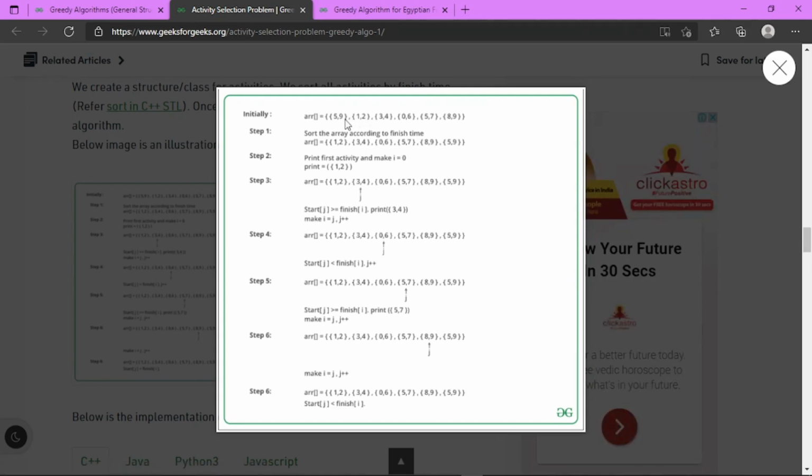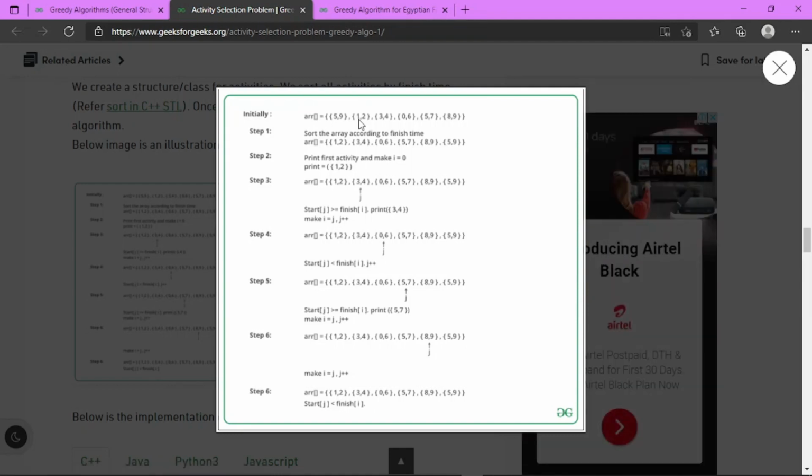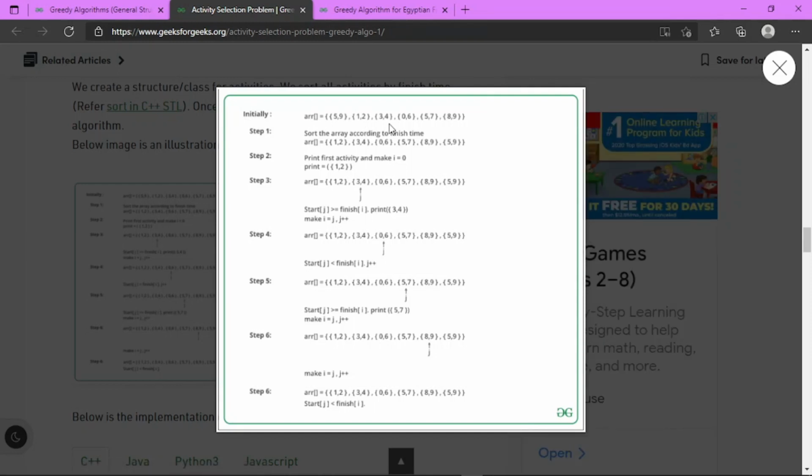To find the solution, we first have to sort this array according to finish time, because the faster the finish time, the less time it takes to finish. Just get the essence of what I am trying to say. So basically, sort the array according to finish time. This we have to do.